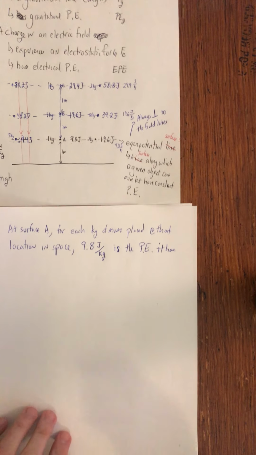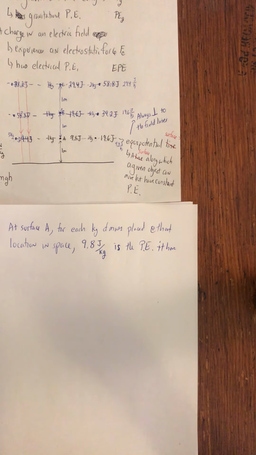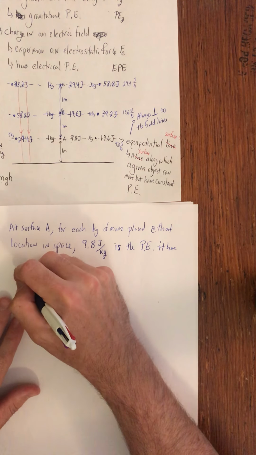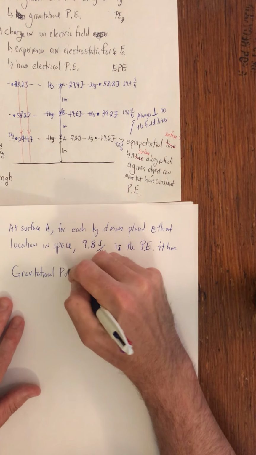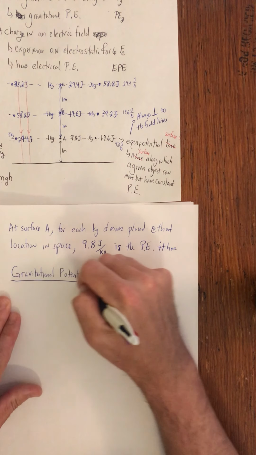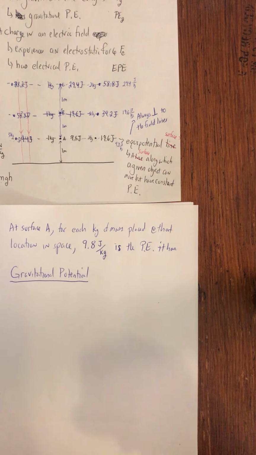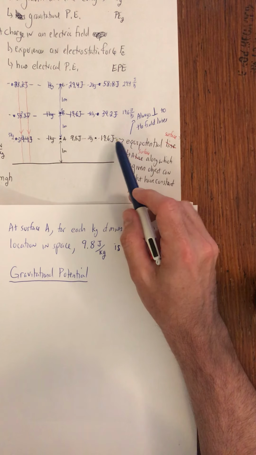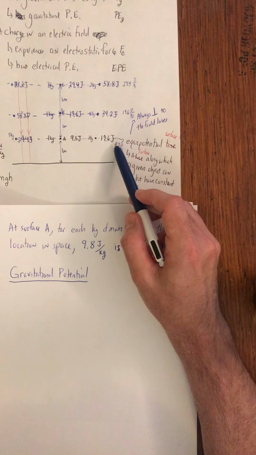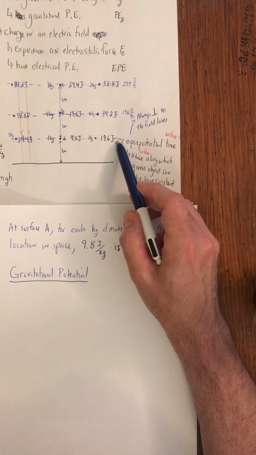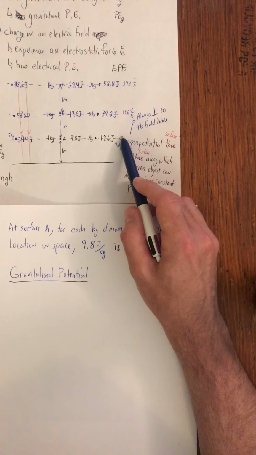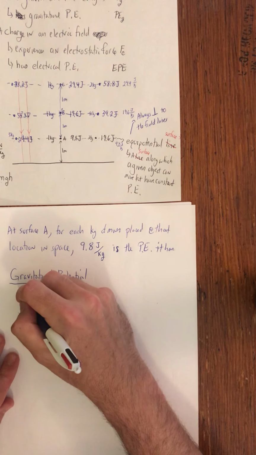So that's what I want to describe right now. The terminology here is a little confusing, so just go with me. That number is going to be called the gravitational potential. Not the potential energy, the gravitational potential, because it's not an actual amount of energy. 9.8 joules per kilogram just tells you how much potential energy something would have if it were placed at that location in space. If there's no mass there, there's no potential energy stored. It just reveals something descriptive about that position in space.